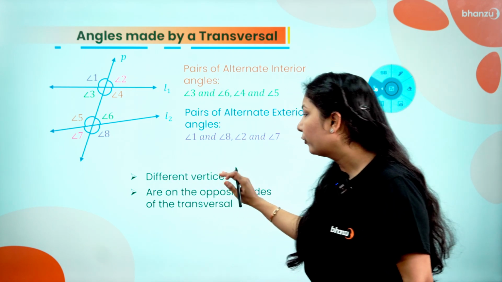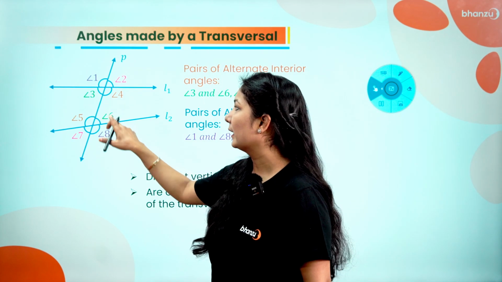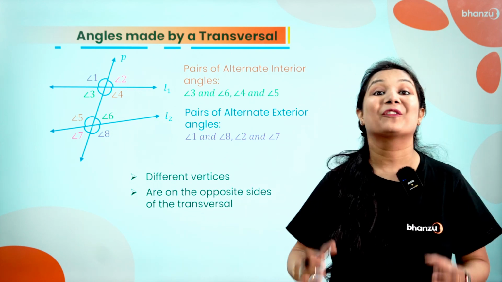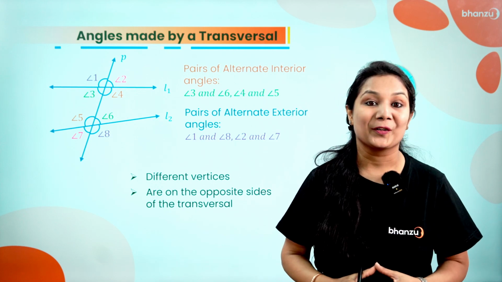Let's move ahead and see how they can be defined in general. They are on different vertices, so you can check it out. 3 and 6, the first pair, yes, they have different vertices and they are on opposite sides of the transversal, which is actually the meaning for alternate.